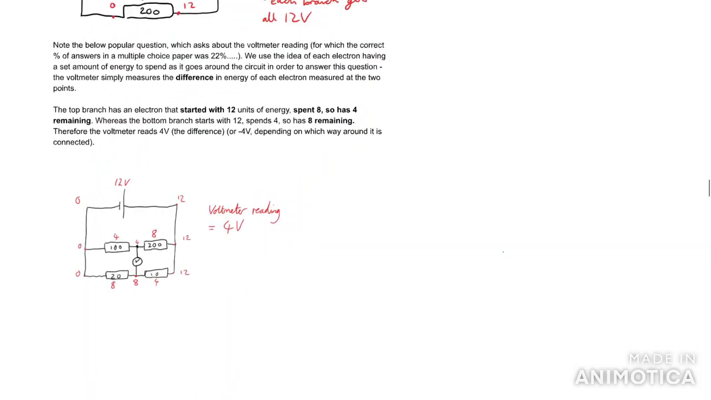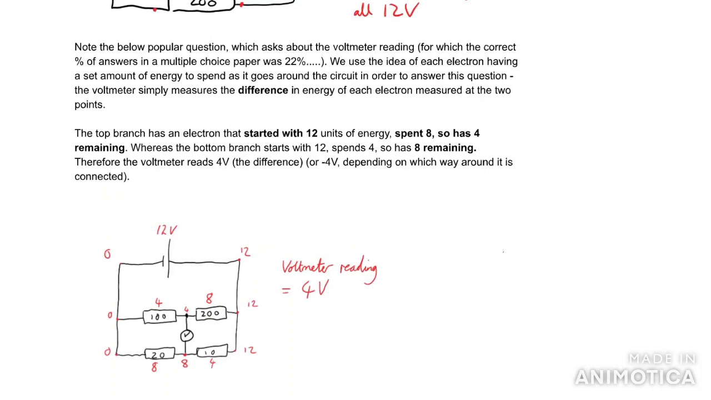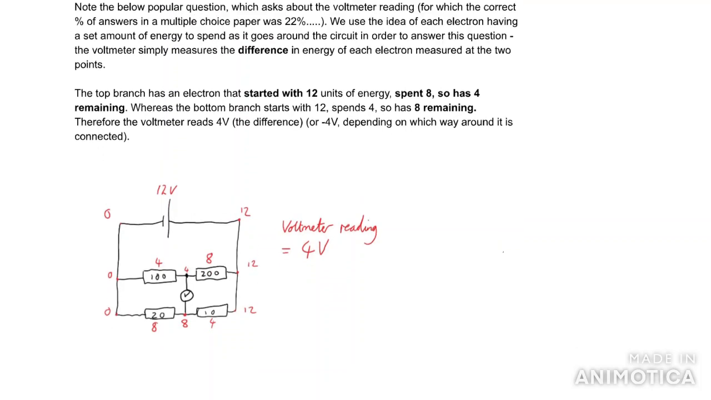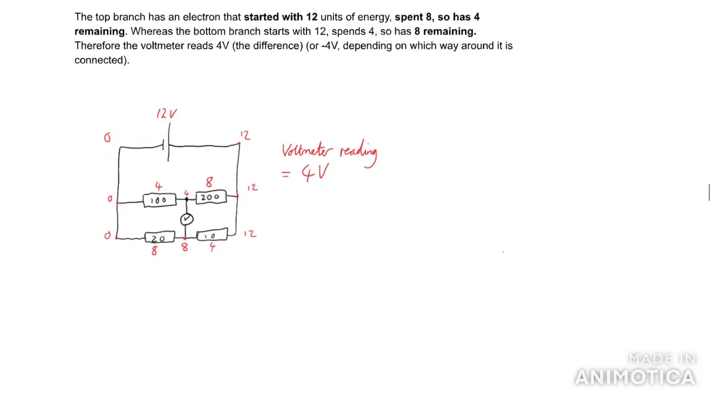Oh, and here we've got a question using potential divider setups that was multiple choice with 4 answers, and the correct answer was given 22% of the time. In other words, worse than random. So it's very clear that voltage is an area of difficulty for a lot of students. But you can see that if you use this method, it's extremely easy because you just label how much energy each electron has at each point, and the reading on the voltmeter will just be the difference. So in other words, 4. That should make a lot of sense to you now.